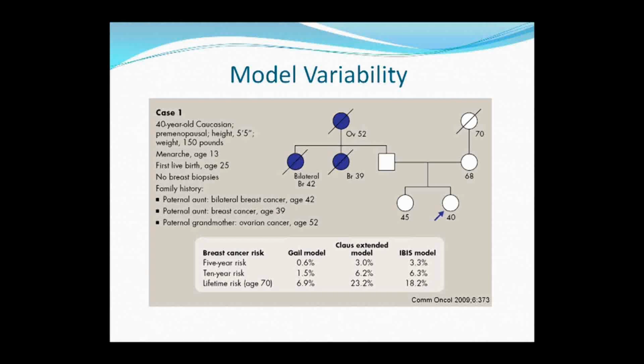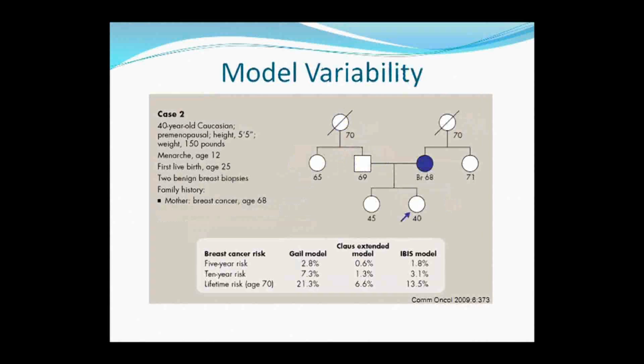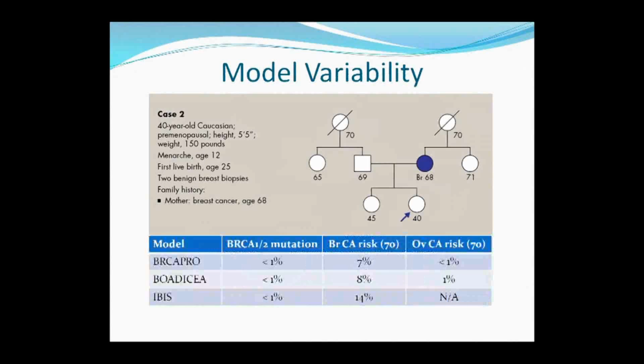Here you see the actual BRCA Pro and Boadicea. The two models, BRCA Pro and Boadicea, do have very consistent results. You see some difference with IBIS. Here's a less significant family history, and yet the Gail model gives it a very high risk on the basis of benign breast biopsies, whereas the other models are less significant. And we see it has a relatively low likelihood of a BRCA mutation being involved.